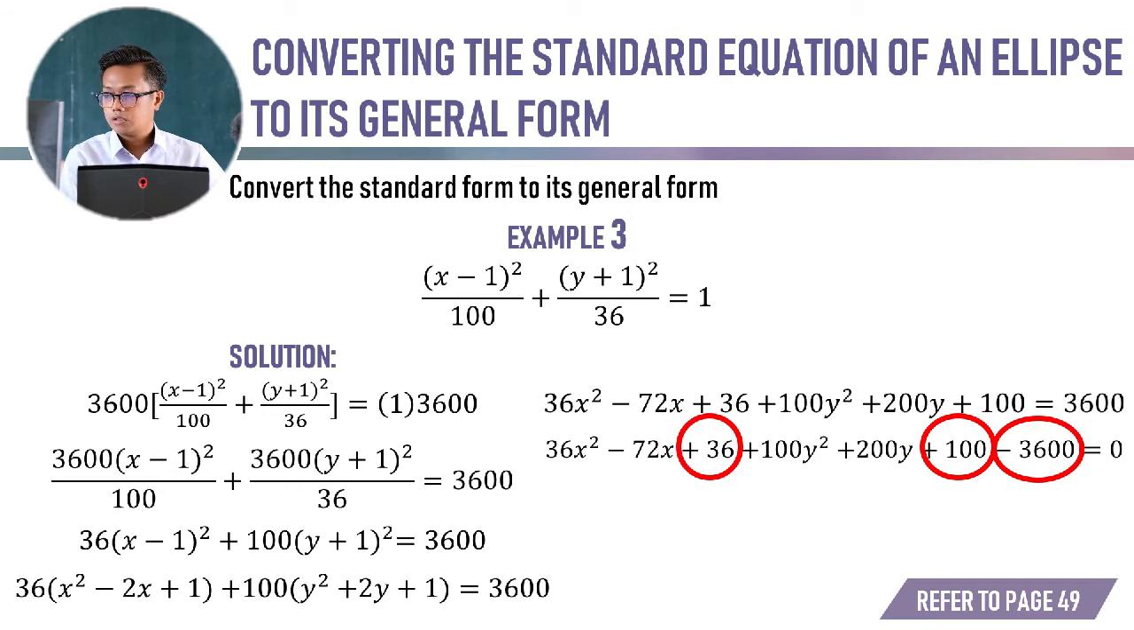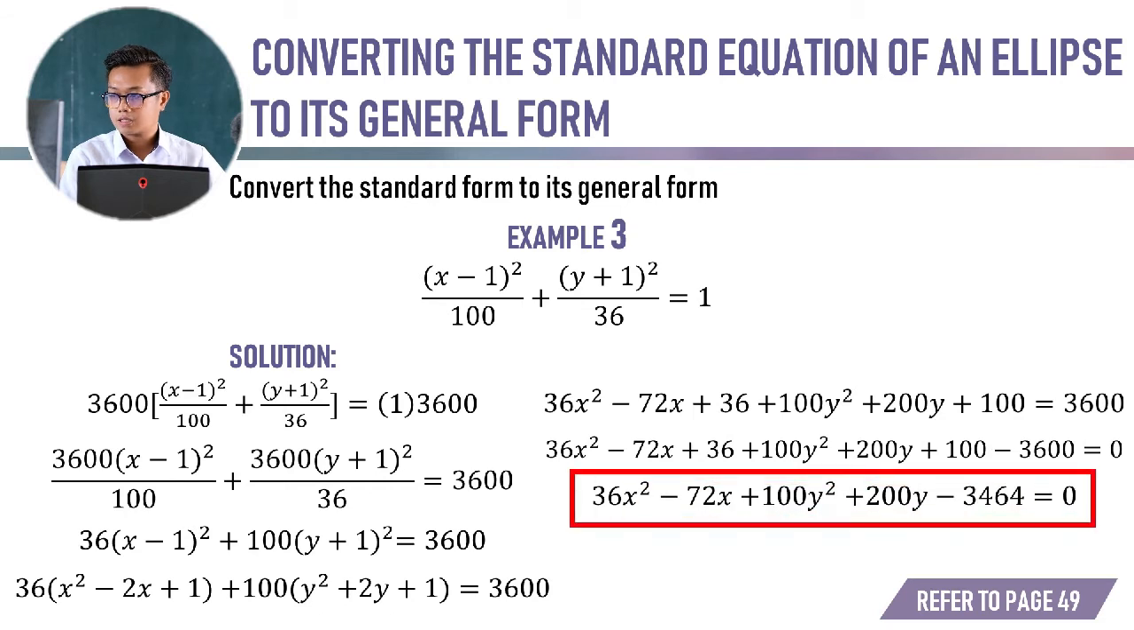And then, you will notice nga may ara kita tatlo ka nga constant nga 36 kag 100 kag imo nga negative 3,600. I-combine mo lang na siya ang tatlo ka constant. So your final answer would be 36x squared minus 72x plus 100y squared plus 200y minus 3,464 is equal to 0. Follow lang so far?